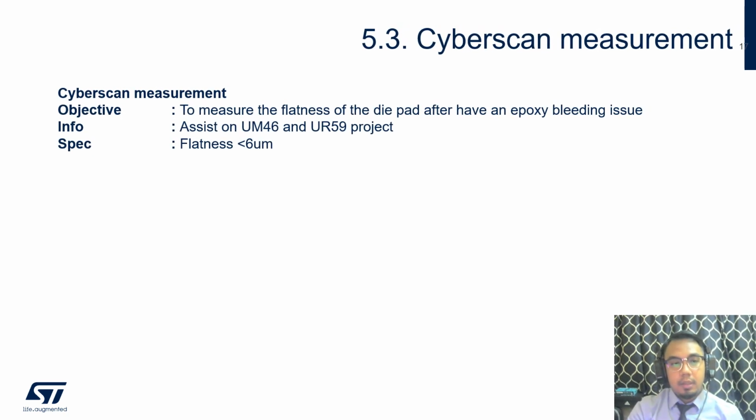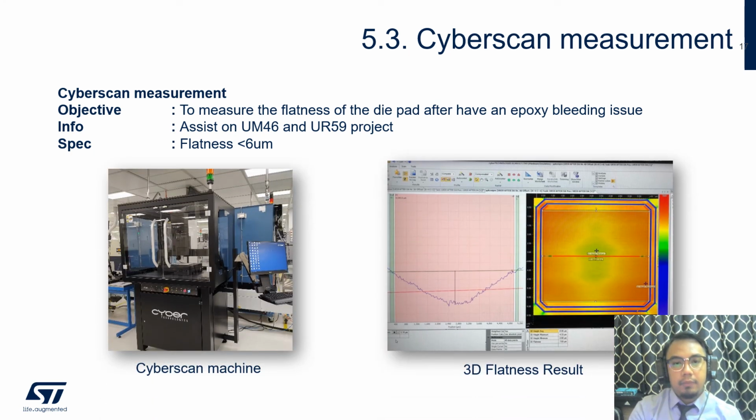Next is the cyber scan measurement. The objective of this measurement is to measure the flatness of the die pad after an epoxy bleeding issue. For your information, I have access to the UM46 project and the UR4649 project. The spec for the flatness must be less than 6 micron to be considered okay. This is the cyber scan machine, and this is the 3D flatness result. As you can see, we can see the result of the flatness from this graph.